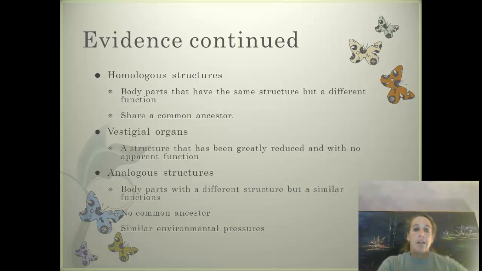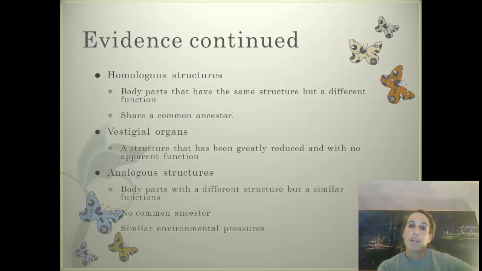Okay? The next thing is called a vestigial organ. A vestigial organ is a structure that has been greatly reduced and with no apparent function. So that means that, again, indicating a common ancestor. Make sure you have jotted down that vestigial organ is a common ancestor.